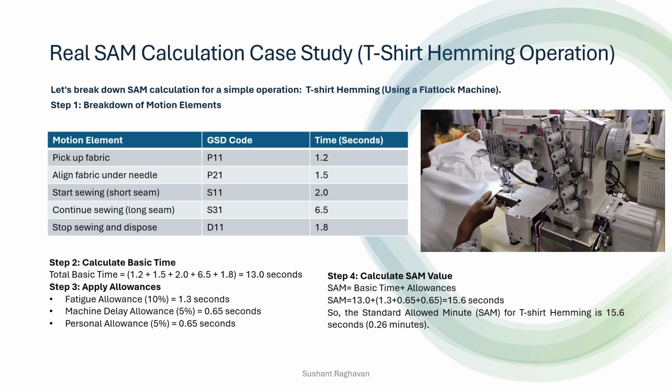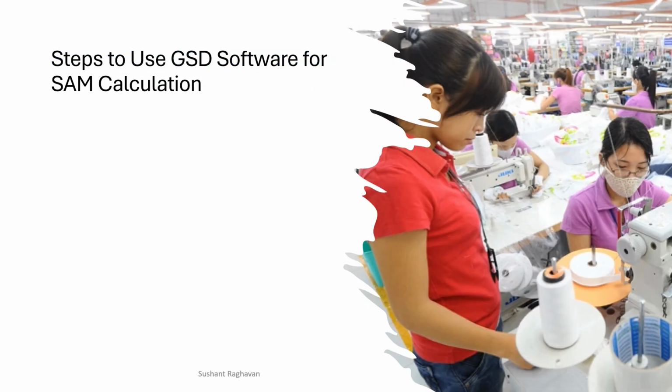Step 4. Calculate SAM value. SAM is equal to basic time plus allowances. SAM is equal to 13.0 plus 1.3 plus 0.65 plus 0.65 is equal to 15.6 seconds. So, the standard allowed minute, SAM, for t-shirt hemming is 15.6 seconds, 0.26 minutes.